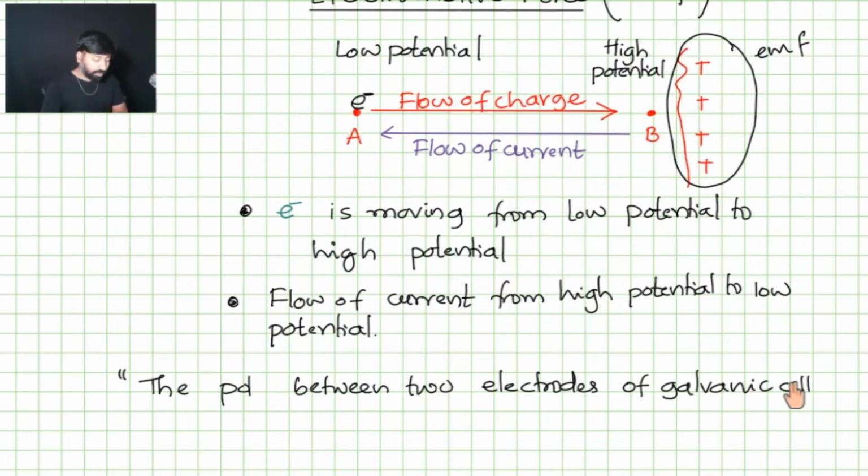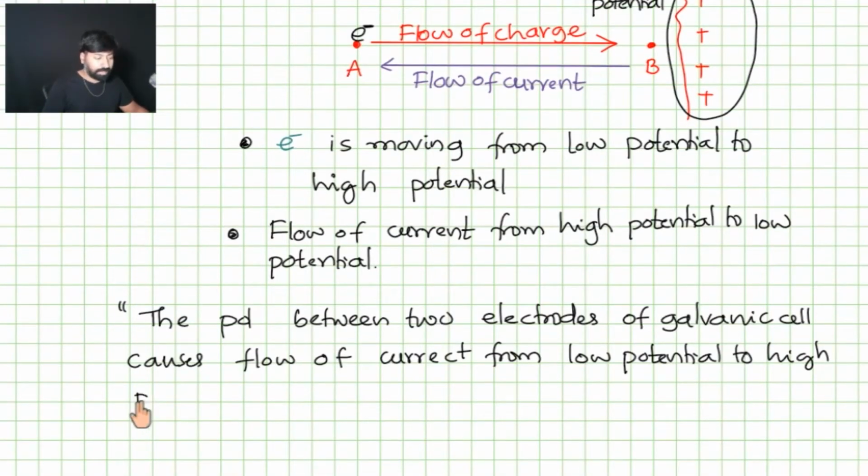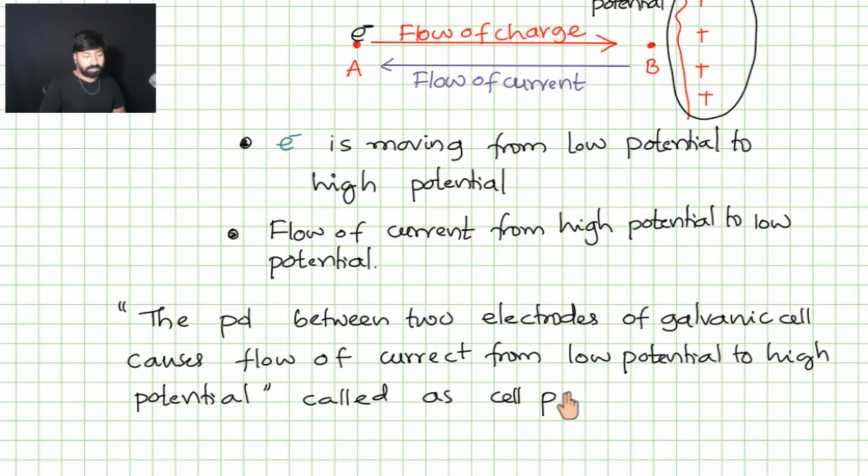That force, the potential difference, causes flow of current, that is electric current, from low potential to high potential. Okay, and it is also called the EMF of the cell or cell potential. Hope you understood the concept of EMF. The direction of the electric charge is different and the direction of current is different, but when expressing the EMF, you have to consider either charge or electric current. Both the definitions you can include.